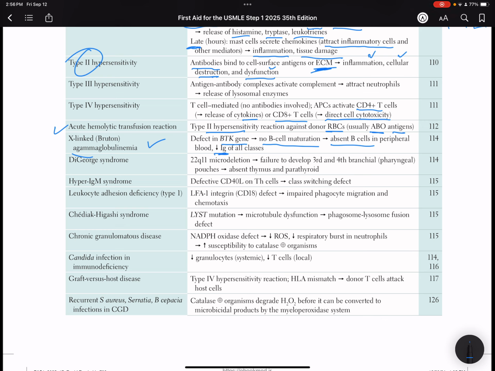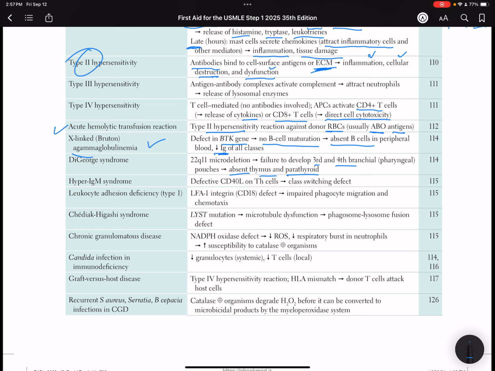Next condition is DiGeorge syndrome. DiGeorge is 22q11 microdeletion. This is because of failure to develop third and fourth branchial pharyngeal pouches. This leads to absent thymus and parathyroid. Hyper IgM syndrome, defective CD40 ligand on TH cells, leads to class switching defect. What is leukocyte adhesion deficiency? Leukocyte adhesion deficiency type 1 is LFA1 integrin CD18 defect, causing impaired phagocyte migration and chemotaxis.